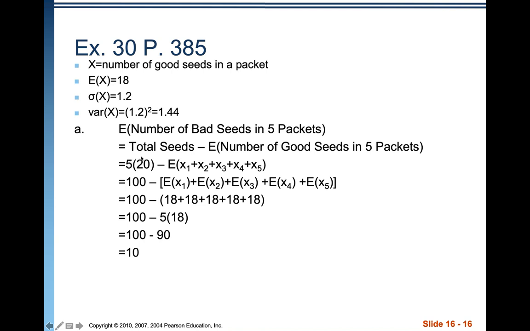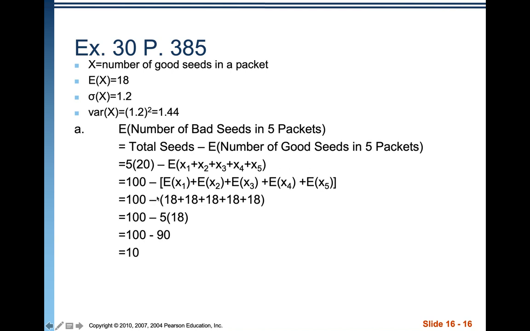So we're going to do 5 times 20 to get a total of 100 seeds. And then we're going to find the expected value of x1 plus x2 plus x3 plus x4 plus x5. So that's going to be the expected amount from packet 1 plus the expected amount from packet 2, expected from packet 3, expected from packet 4, and expected from packet 5.